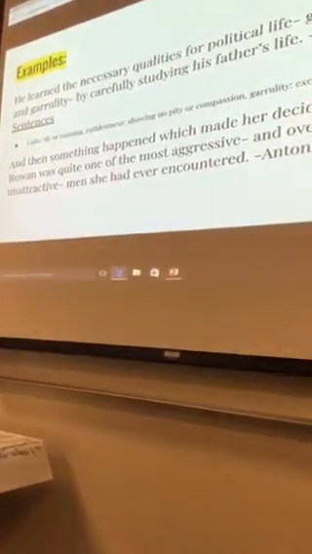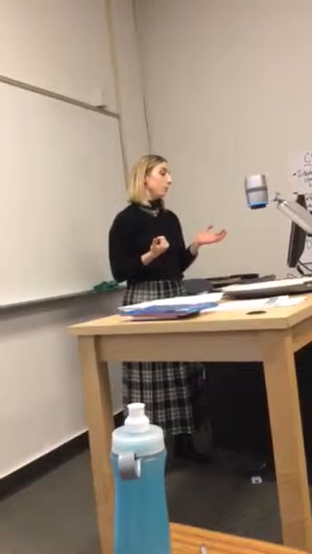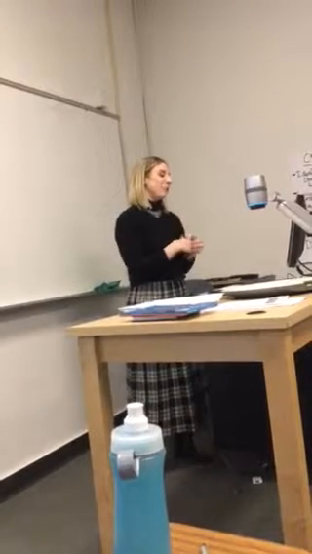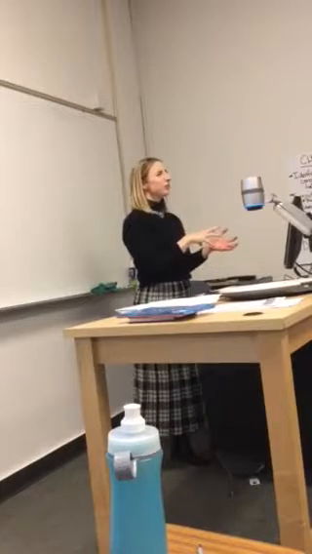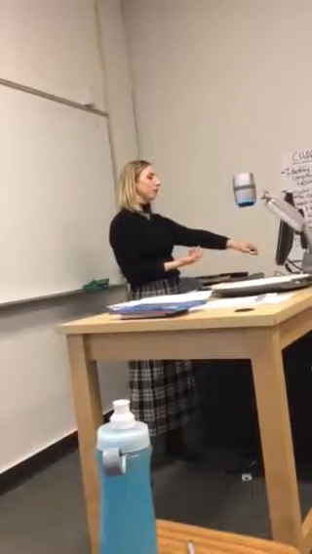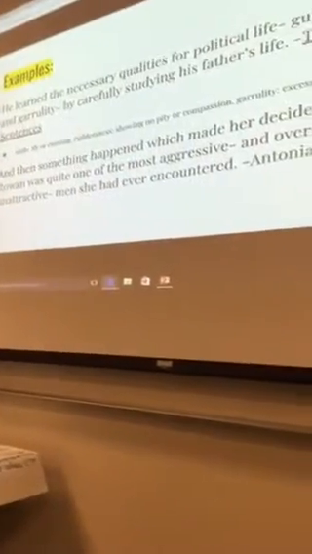And then I tried really, really hard to find a more contemporary piece of literature that included this, but it is surprisingly hard to Google, right? Google for a specific type of sentence out of a piece of literature. So I as well took this one out of the Art of Styling Sentences. And then something happened which made her decide that Gregory Rowan was quite one of the most aggressive and overbearing and unattractive men she had ever encountered.